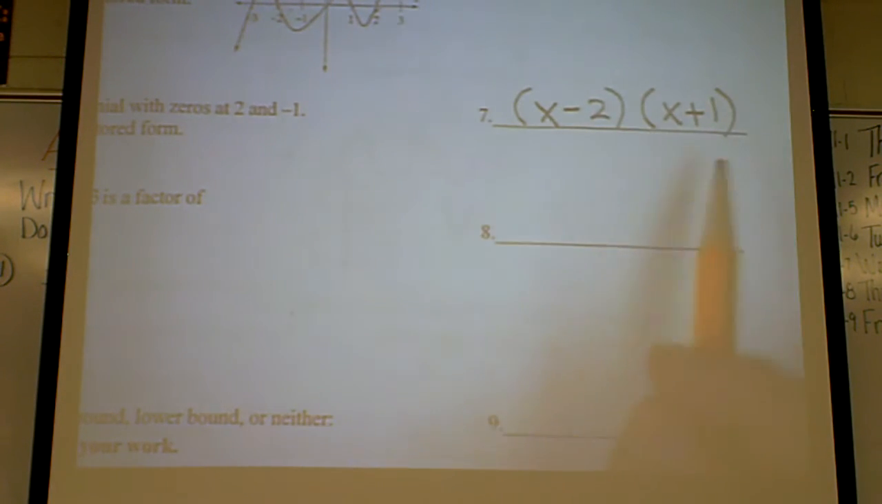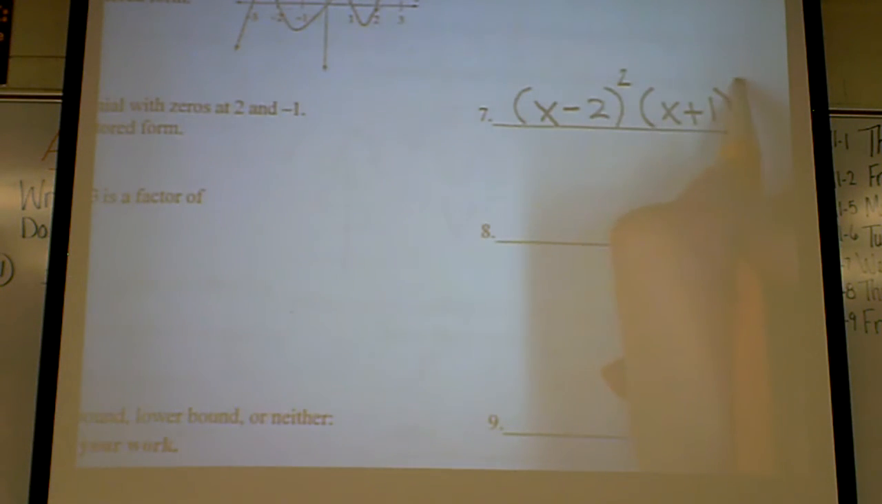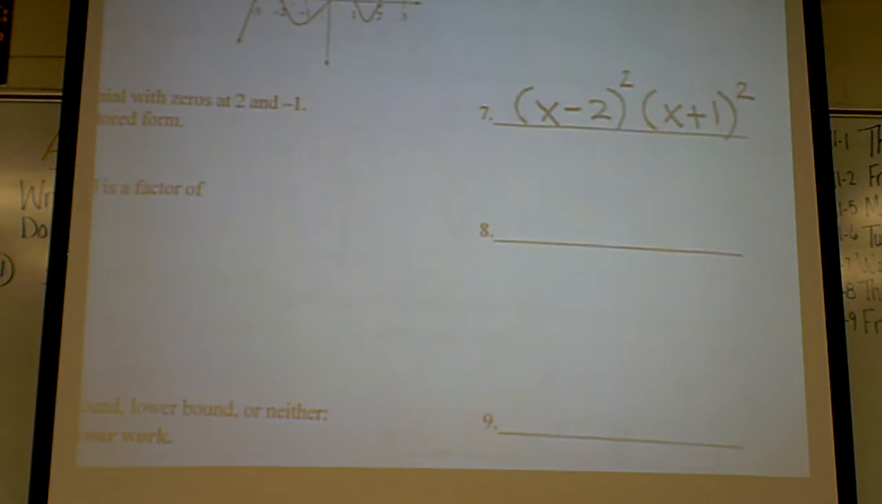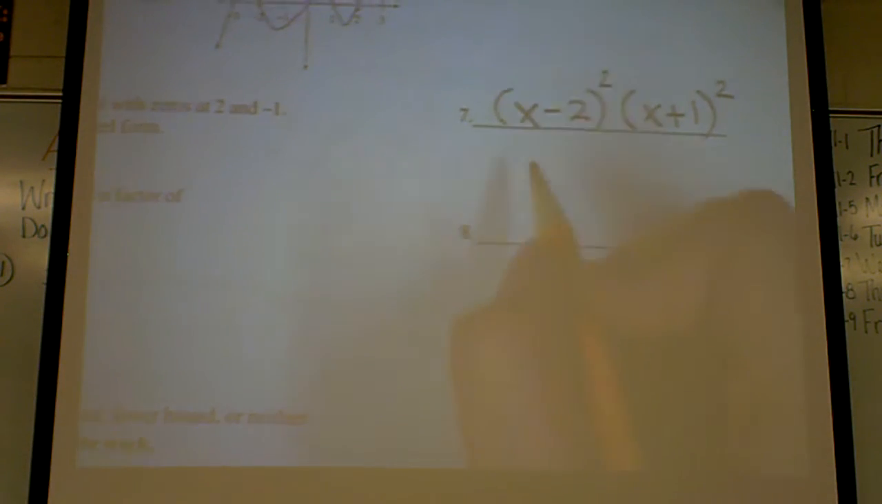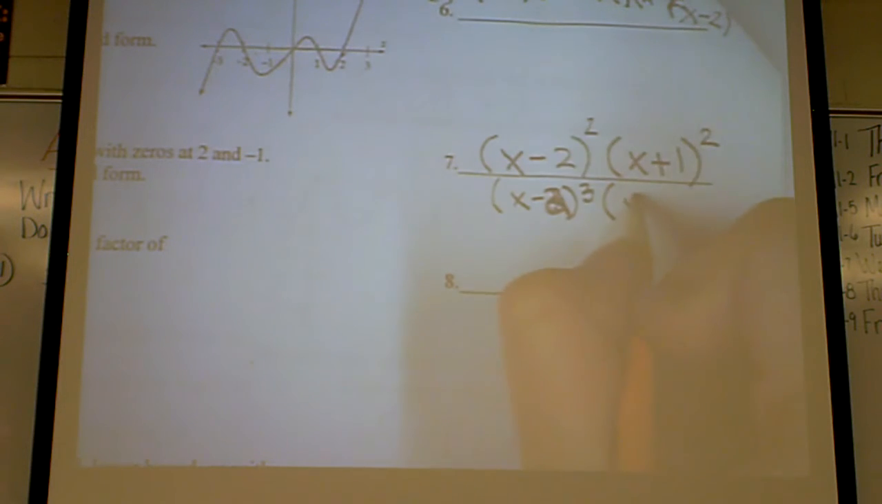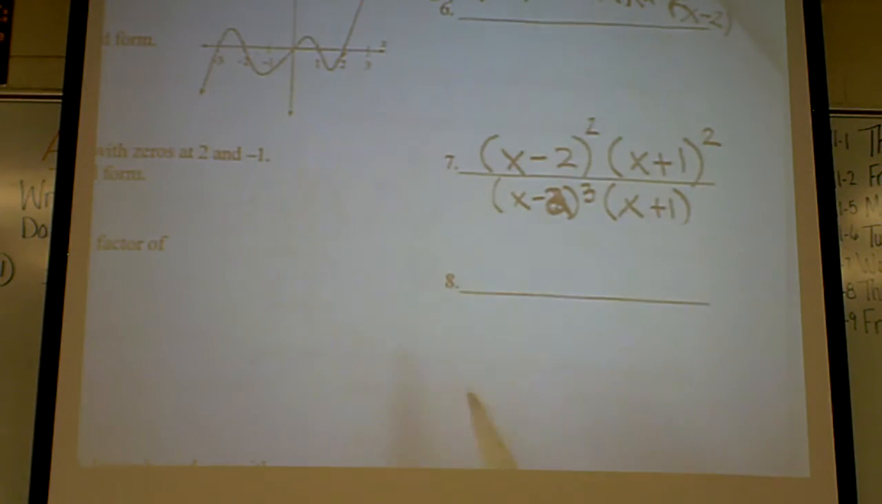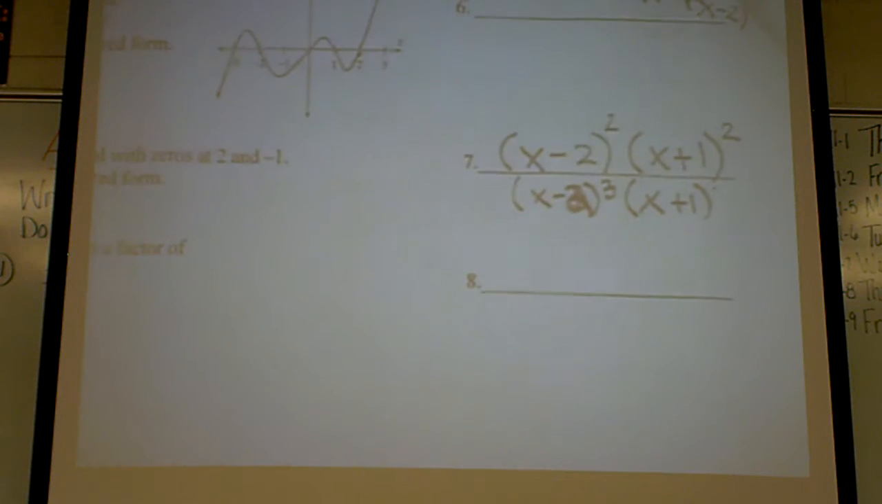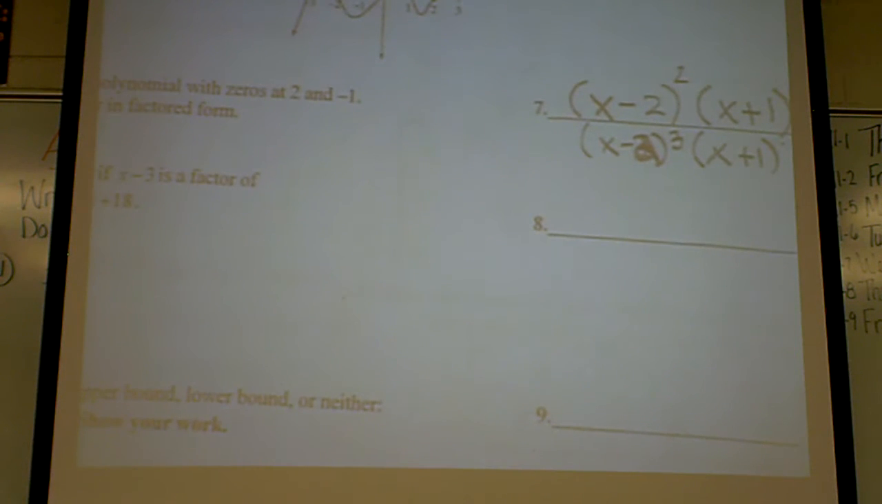How do I make this into my fourth degree polynomial? Square both. Is there another way? Yeah. Cube one. We could also have done x minus 2 cubed and x plus 1. Or the other way: this could have been left as 1 and this could have been cubed. You do not have to put f of x over here. Since there's not a graph, there's no x and y terms.